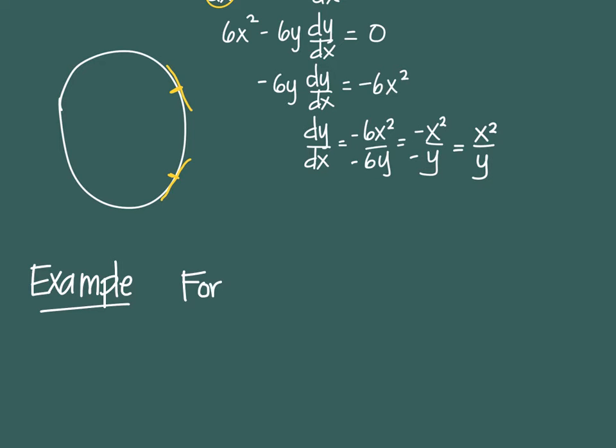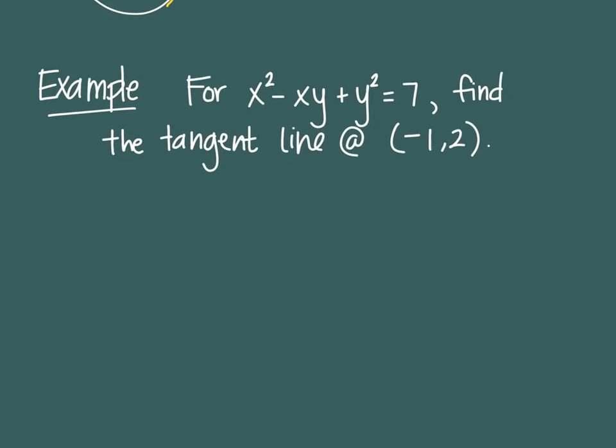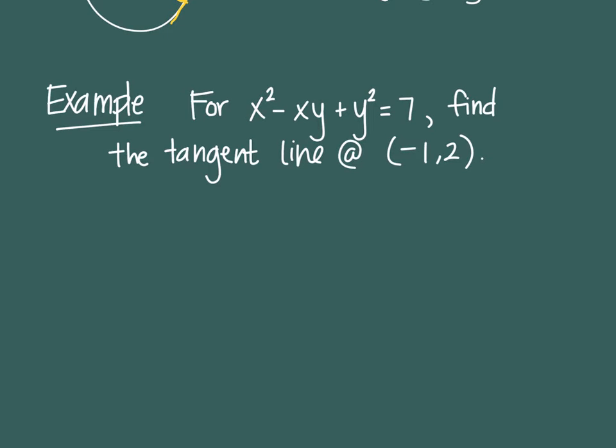For the function x squared minus xy plus y squared equals 7, find the tangent line at the point -1, 2. So as Tom pointed out, you no longer can just say find the tangent line at x, because this function fails the vertical line test, and so this function will have an x paired with two different y's. So you have to know the x and the y to be able to find the slope.